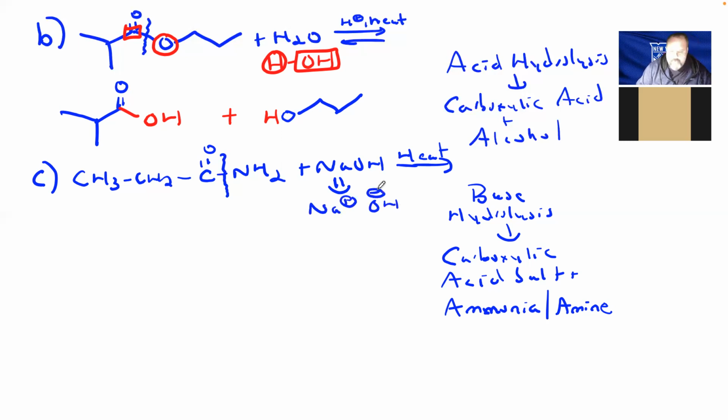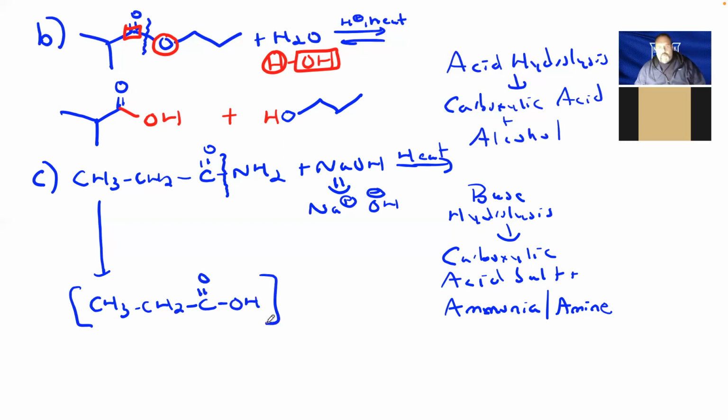I'm going to think about it as Na plus and OH minus. Now, similar to ester-based hydrolysis, this reaction is also going to initially generate a carboxylic acid. What's going to happen here is that the OH group of the base is going to take the place of the nitrogen part of the amide. So the carboxylic acid that I initially get in this example is propanoic acid.